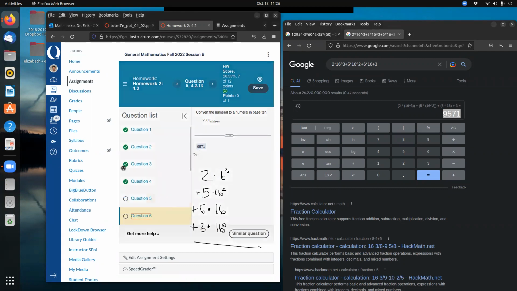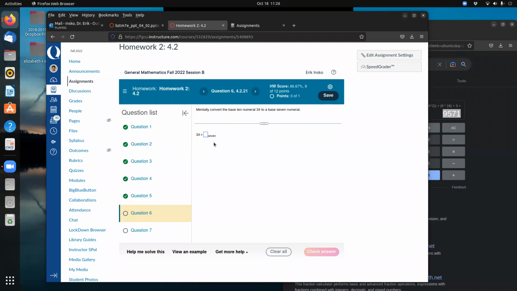So now next question. Let me clear my annotations here. Okay, 34, we want to write it in base 7. So this is going to be a little bit different. What we're going to do is start with 34 in base 10, and convert it into base 7. And so what you need to do now is figure out what is the largest power of 7 that divides 34. 7 squared is 49. So let me just write this down. 7 squared is 49. So that's too big.